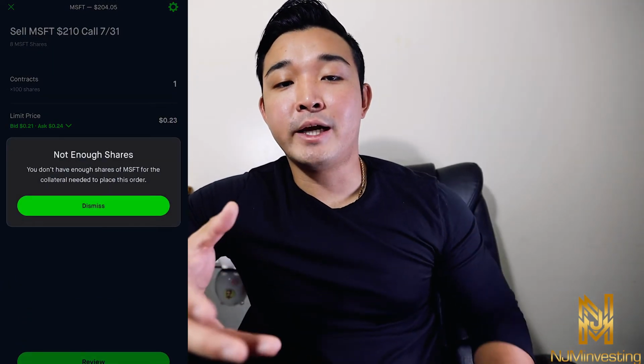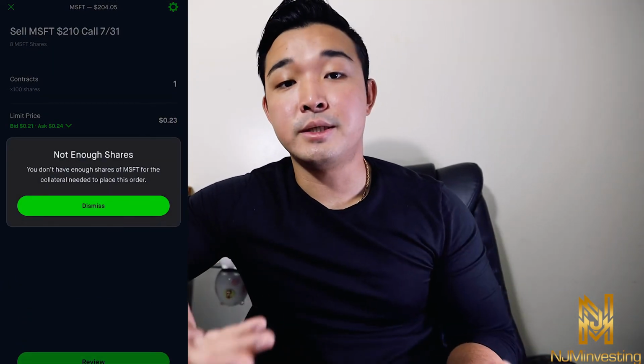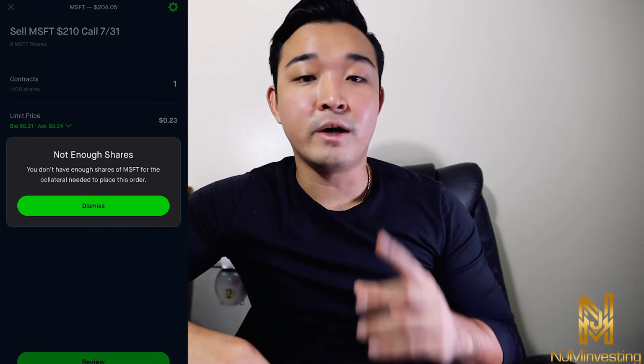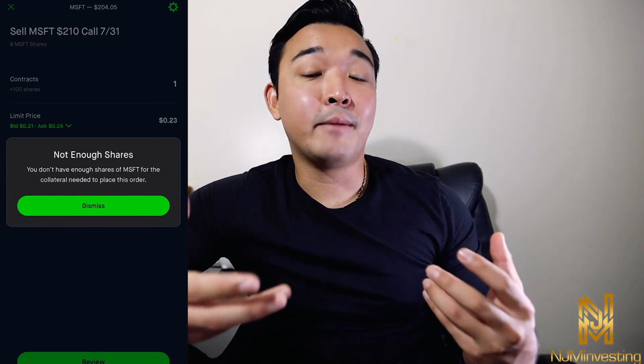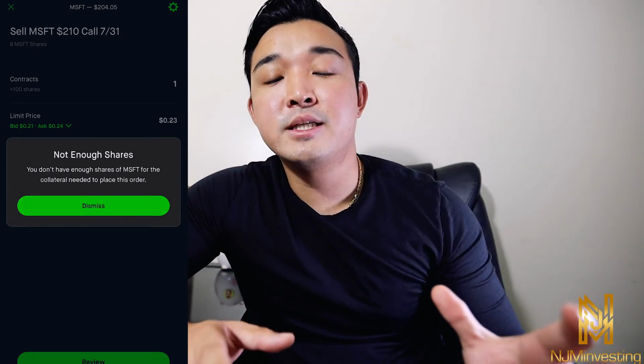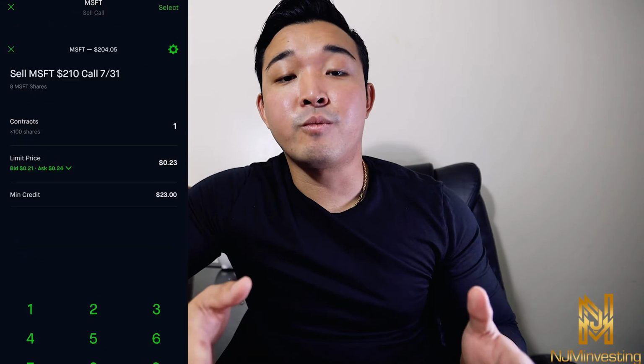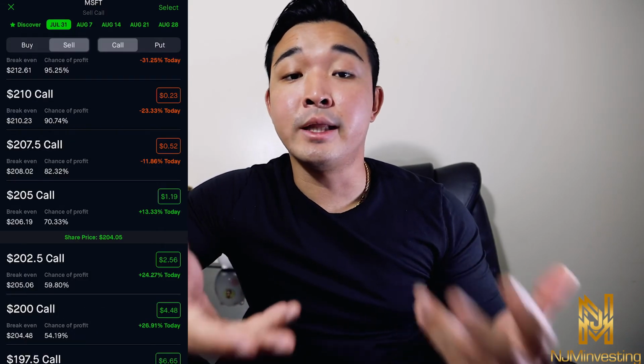However, do note that if you're not able to produce a covered call position on Robinhood, meaning that you have 100 shares of the underlying stock, then in this case, you're not even able to write a call contract. And this is because Robinhood doesn't allow you to write naked call positions in order to limit your risk.